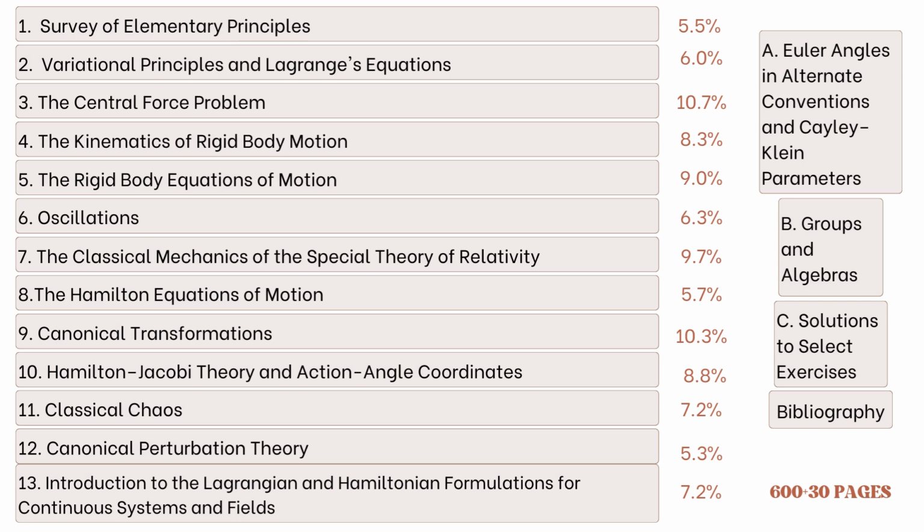And then you have additional subjects, classical chaos and canonical perturbation theory. You can exchange them in whichever order you want to study. Then you have the final chapter, the Lagrangian and Hamiltonian formulation for continuous systems and fields. These advanced topics give you a pathway to move to other theoretical physics subjects that need to be studied later.